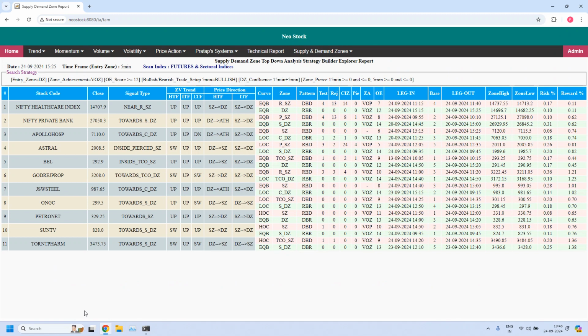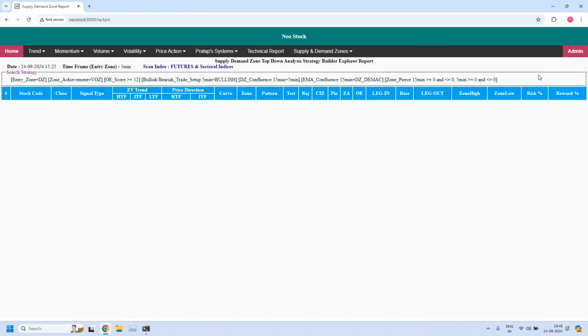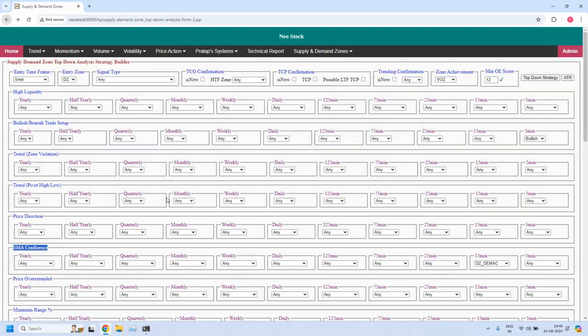So these are all high probability compared to having only 5 minutes zones. Out of these 11, if any of these 15-minute zones are having daily EMA confluence, it's a high probability setup. Let's verify. 15 minutes demand zone with daily EMA confluence. So none of the 15-minute zones are having EMA confluence, no issues.